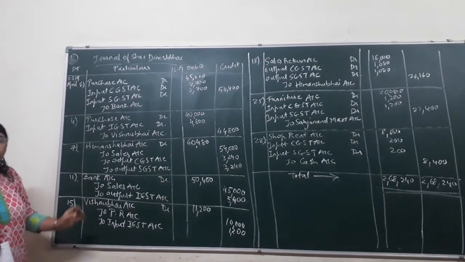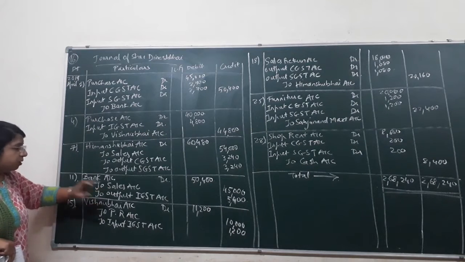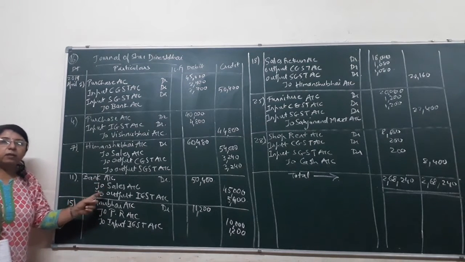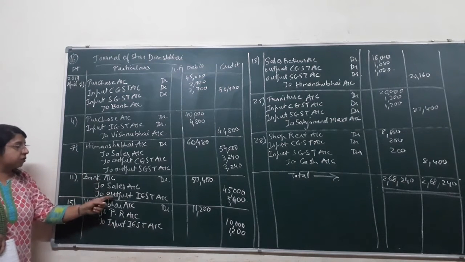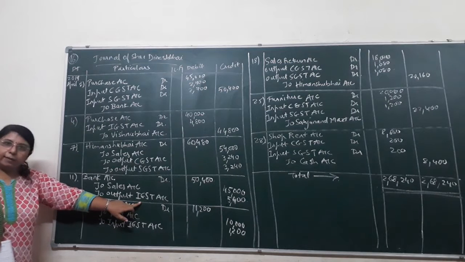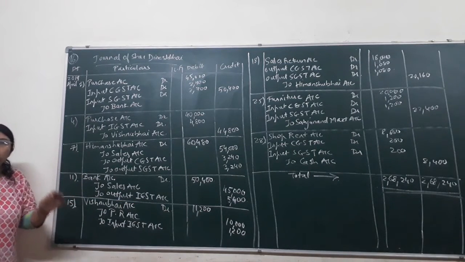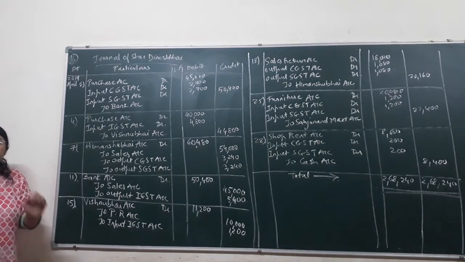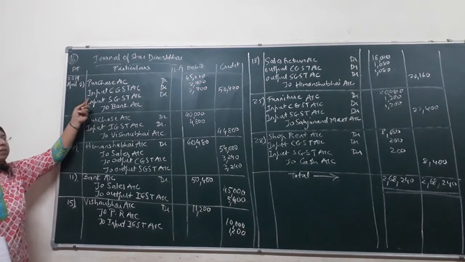So debit the receiver as per the rule of personal account. Then, again repeating, sales will always be credited. If the sales is credited, then the tax related to it will also be credited, whether it is SGST, CGST or IGST. If it is a sales related transaction, then the GST will also be credited. If it is a purchase transaction, then the GST, whether SGST, CGST or IGST, will always be debited.